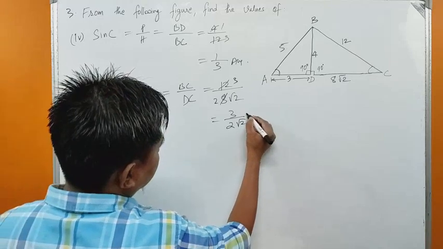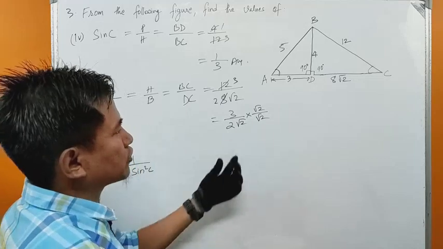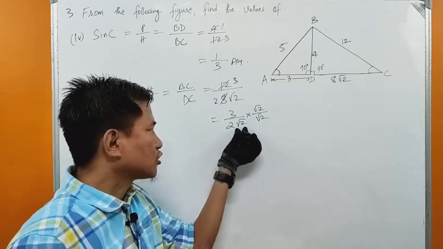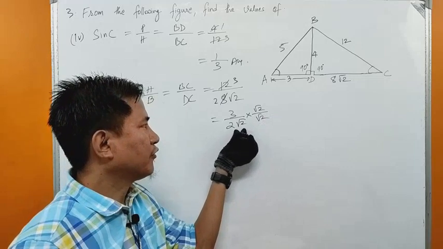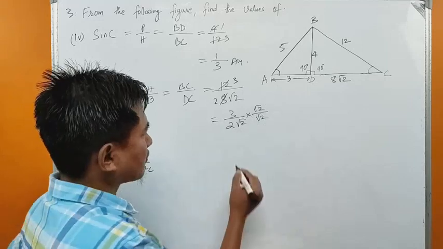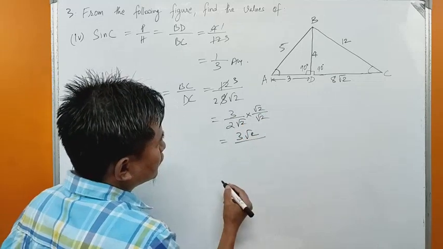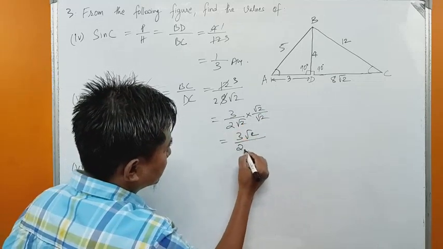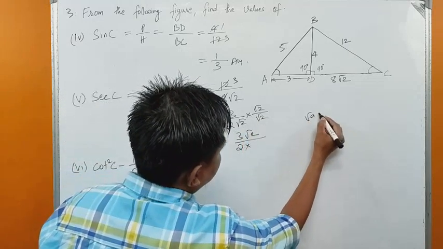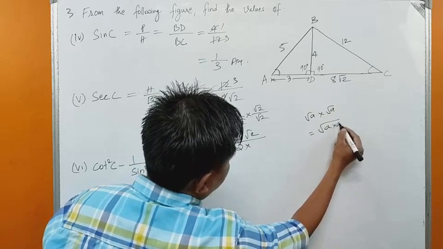So let us multiply with root 2 in the numerator and in the denominator. We should not keep any number with root in the denominator. This is called rationalizing. When we have a number having root in the denominator, we multiply with the same number. So 3 into root 2 is 3 root 2, upon 2 into root 2 into root 2. When we multiply root a into root a, this becomes root a into a.